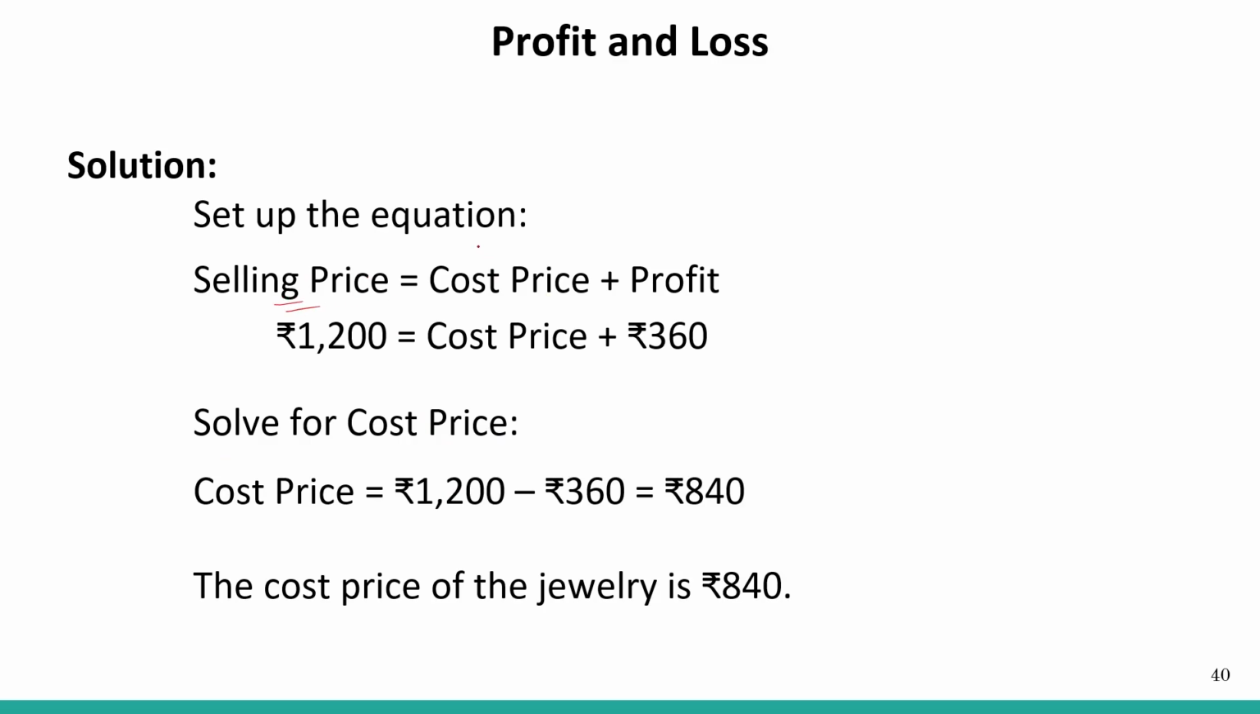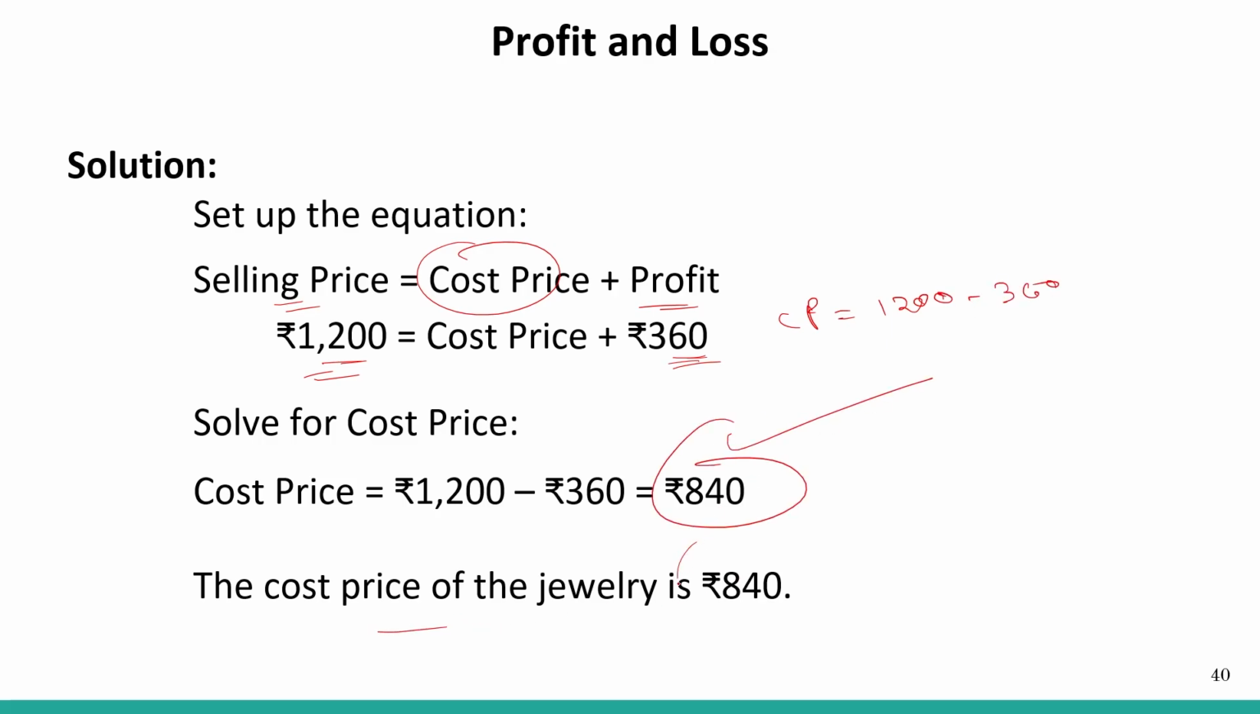So selling price will be cost price plus profit. The selling price is 1200 and the profit is 360. So the cost price is CP equal to 1200 minus 360, which is equal to 840. This is what we have. So the cost price of the jewelry is 840 rupees. So this is the correct answer.